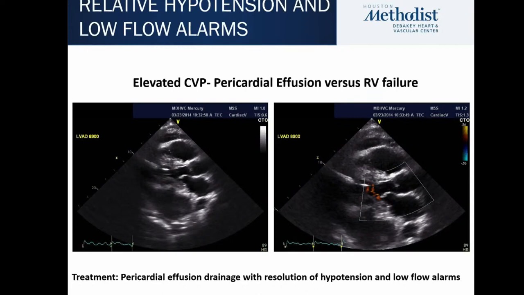So this brings to an end my section on echocardiography, and I'm going to let Dr. Chang talk about the CT utilization in our patients with LVAD.